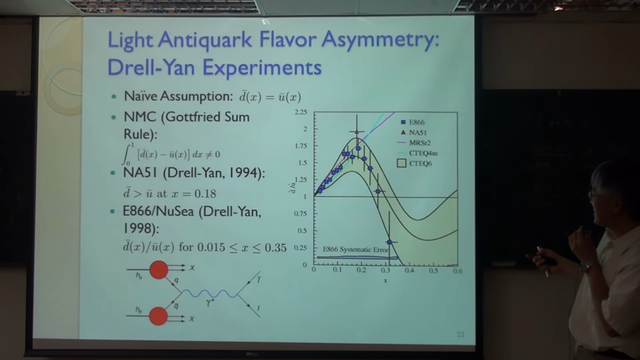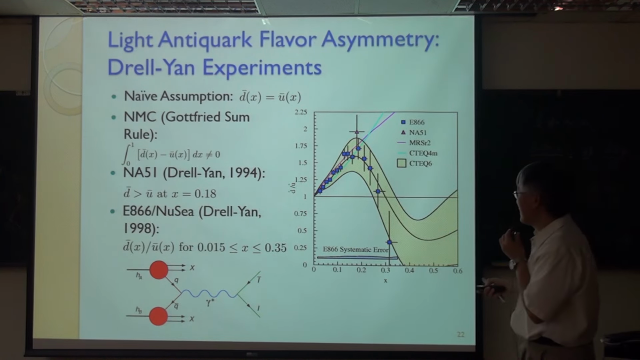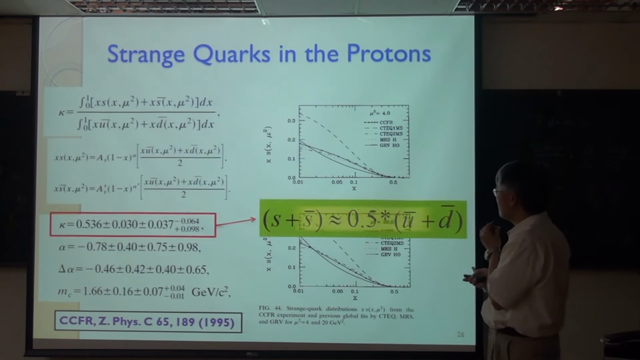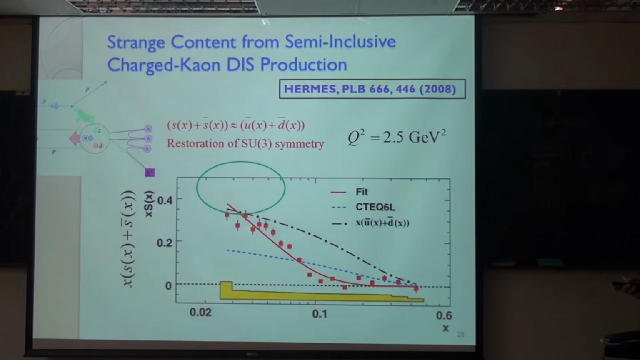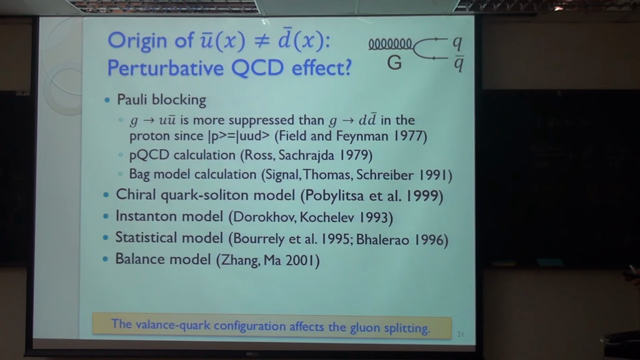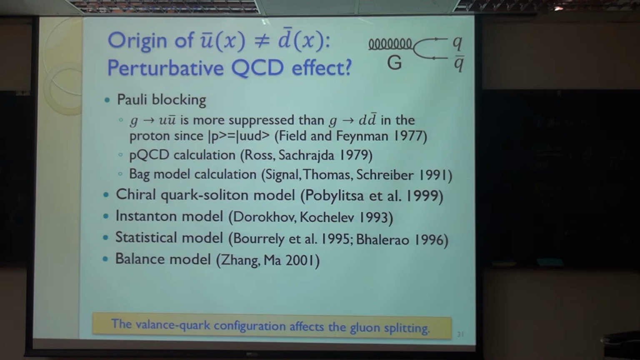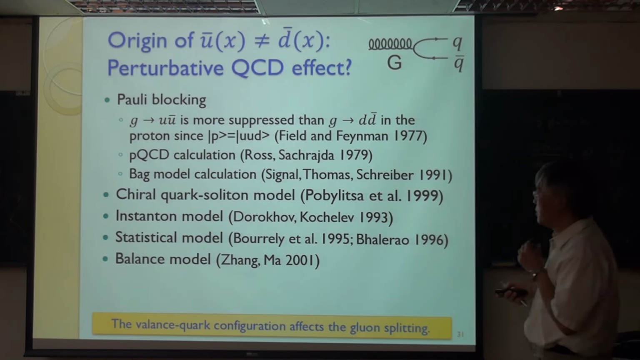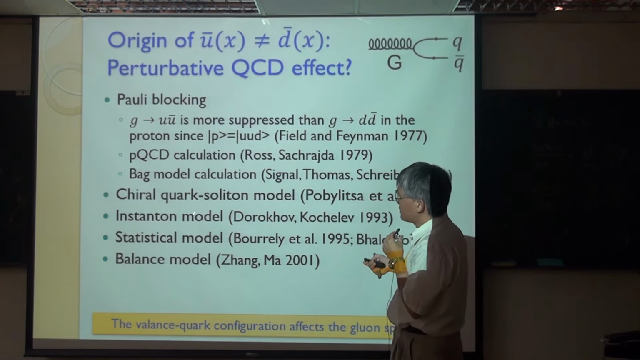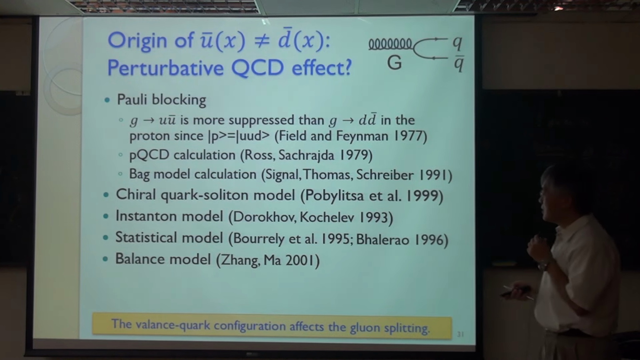D bar actually has more content than the U bar. This provides a qualitative understanding, but quantitatively, it's difficult to match the experimentally measured number. So there are various models of it.